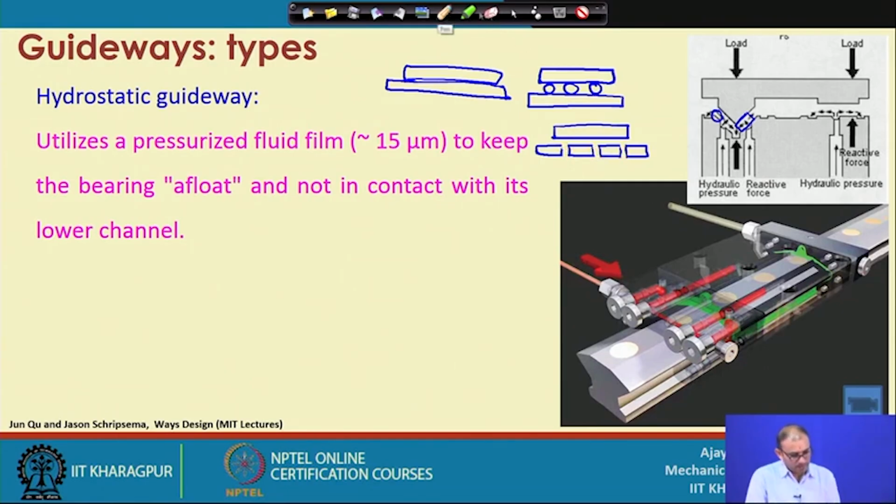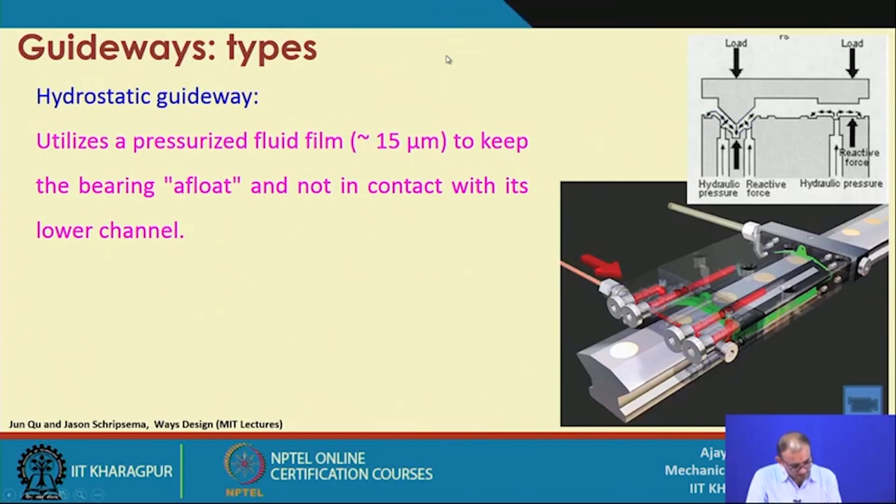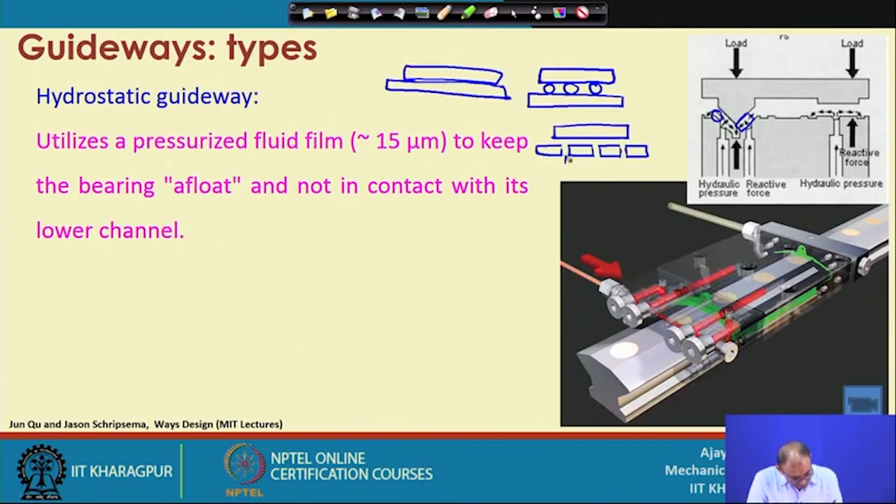And what is happening here is that some liquid is coming from this and creating a film. So, this is called a liquid film. Now, consider all these three situations.